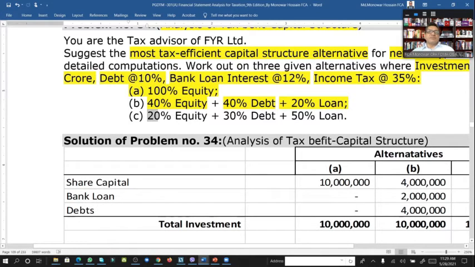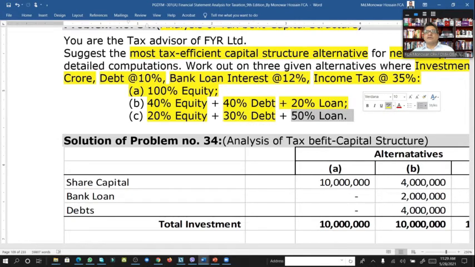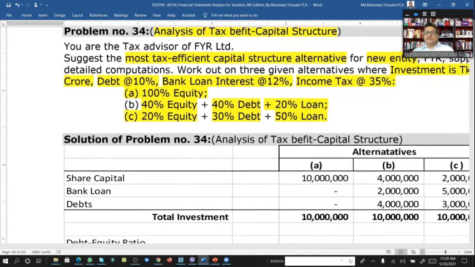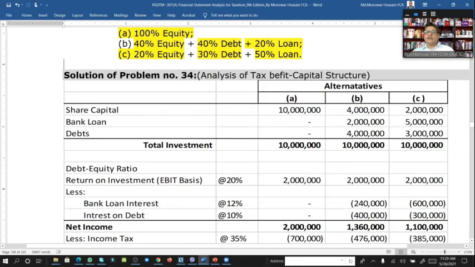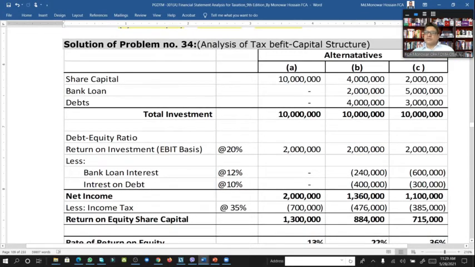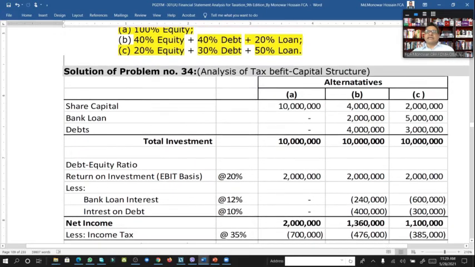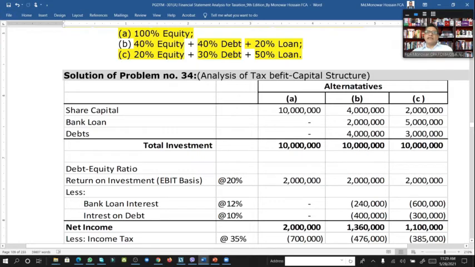Here equity is 20%, debt is 30%, bank loan 50%. That means bank loan 50 lakh, 30 lakh debt, and 20 lakh equity. If we go for the third option, look here, total investment is the same 1 crore, but the structure is different. Share capital 20%, bank loan 50%, that is 50 lakh, and debt 30%.